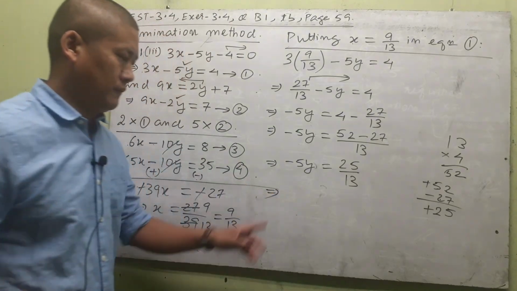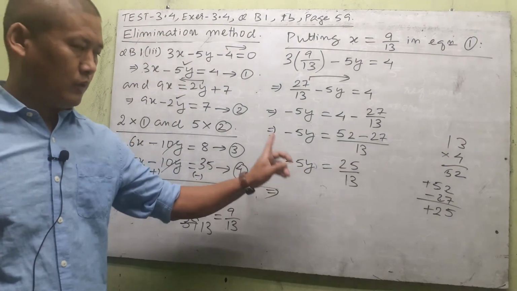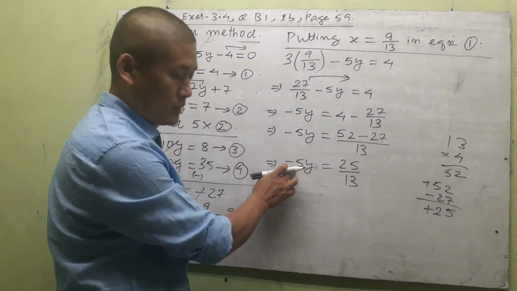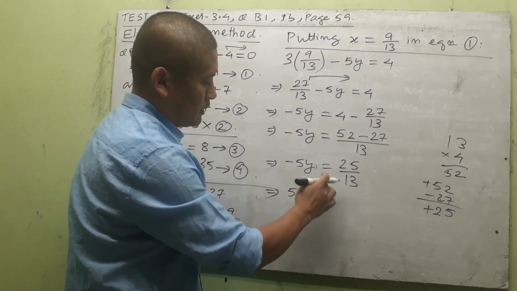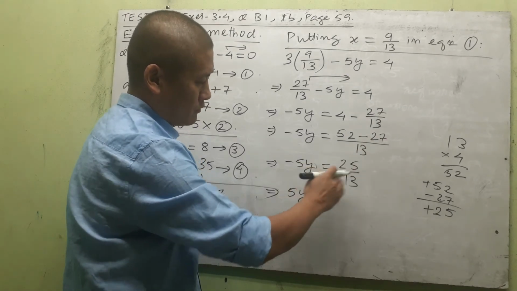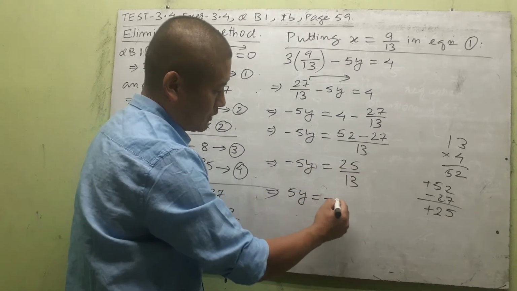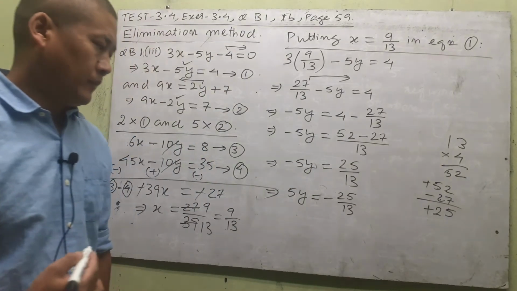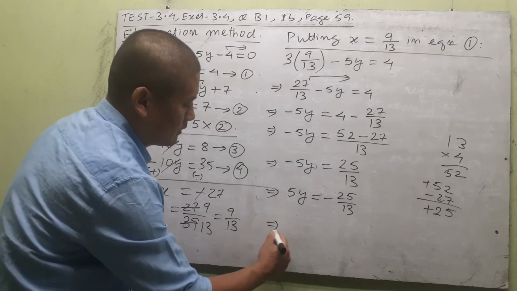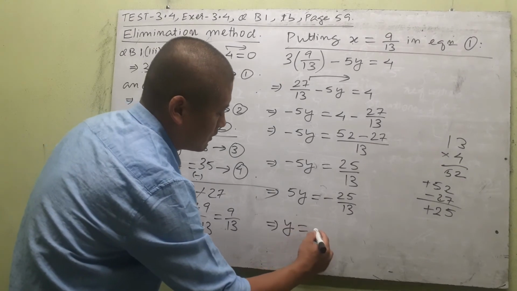Now we know that if we don't want to find minus y, we want to find plus y, so maybe we can as well change it from here. Change the minus 5y to plus 5y. And every sign on the other side will change, so plus will now become minus 25 by 13. Okay, so next here, y, you just write it like that.